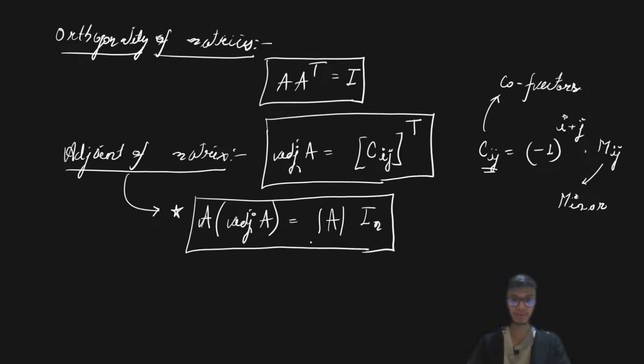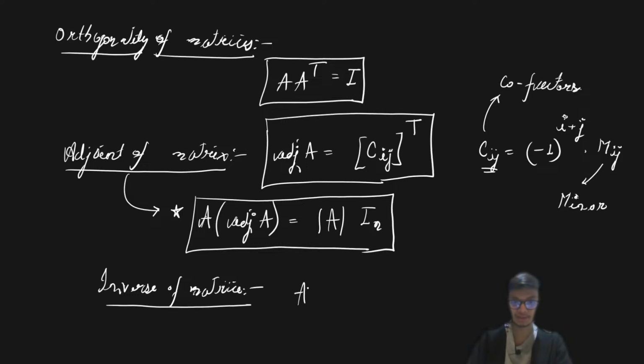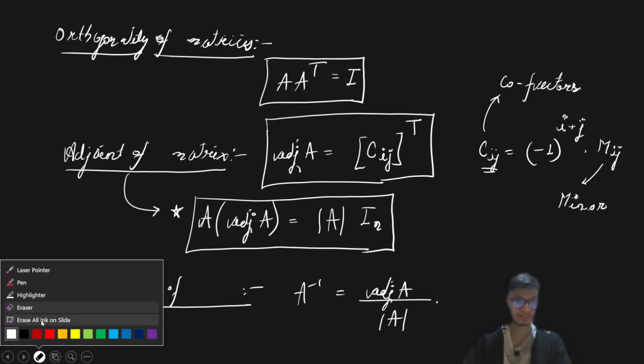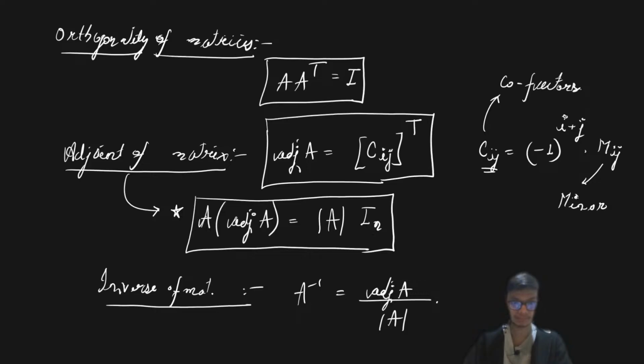Now, from this result we calculate the inverse of a matrix. In case you are wondering how to find the inverse of a matrix, we generally find it from this result: A inverse is given as the adjoint of A divided by the determinant of A. That's how we find the inverse of a matrix. Is this part clear to all of you? Just let me know if this part is clear or not.